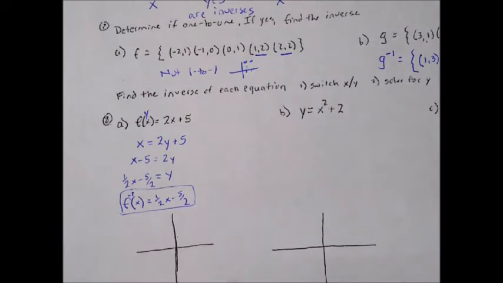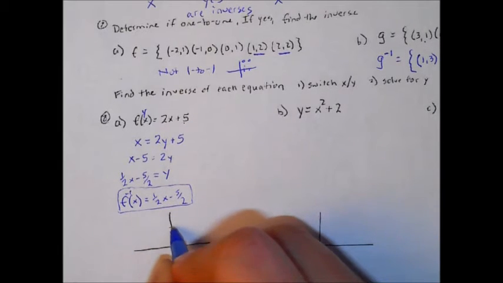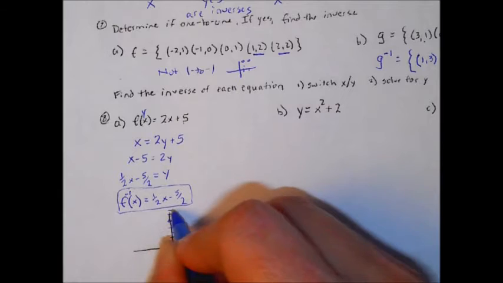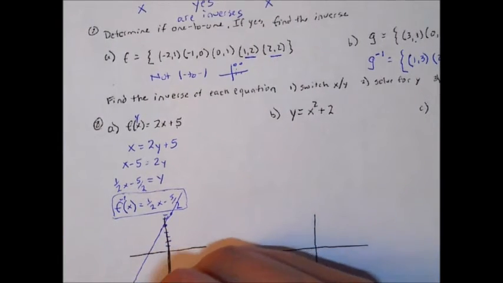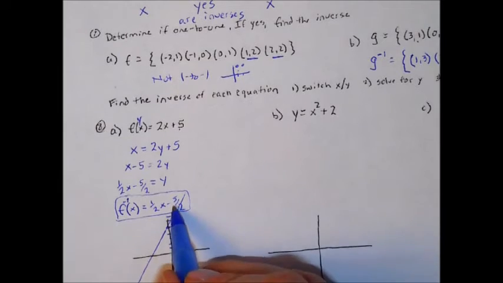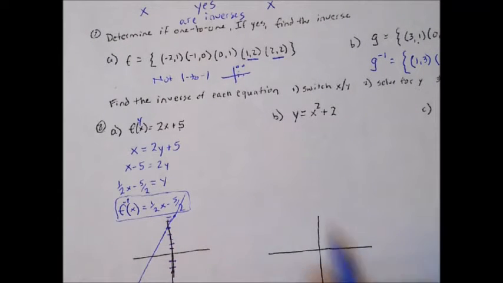And let's graph them. Let's see how they relate. So this first one, start at 5, go up 2 over 1. The other one, you start at negative 2.5 and you go up 1 over 2. Something like this.